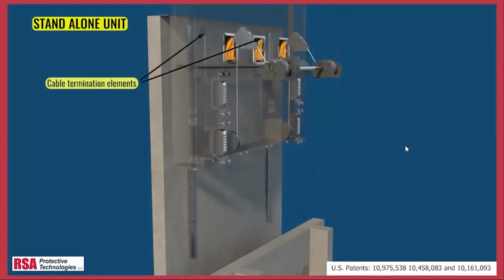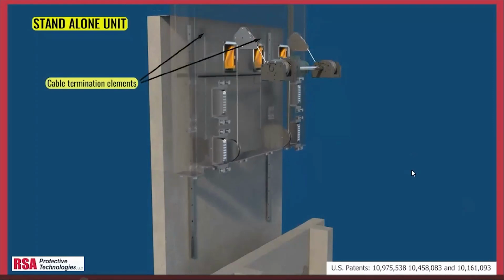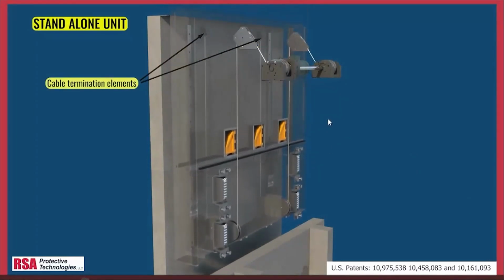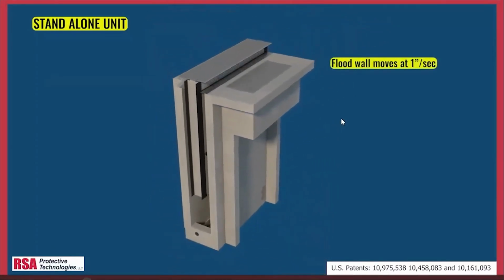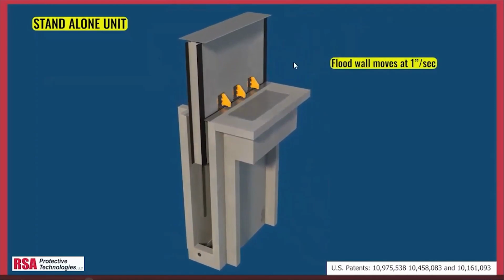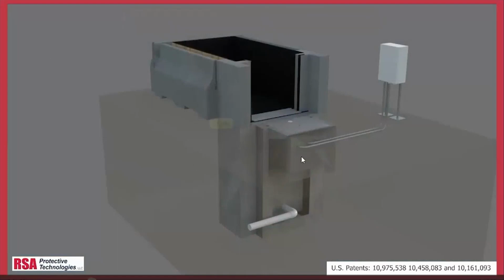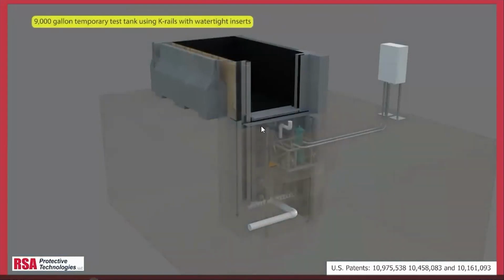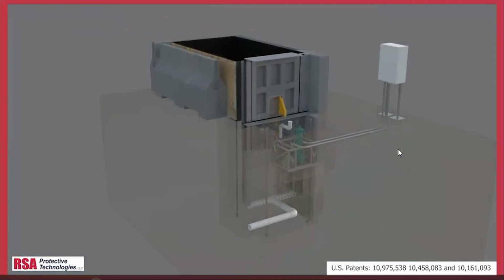Wall showing horizontal, so you can see through the wall and you see the guides on the opposite side. Cable terminations are shown there, highlighted. So the design speed generally is about 1 inch per second, so a 5-foot wall would come up in that 60-second time. Here's that same wall that I showed you earlier in the SolidWorks model, shown with a temporary test tank behind it. This would be used for developing and testing the seals and the uplocks.